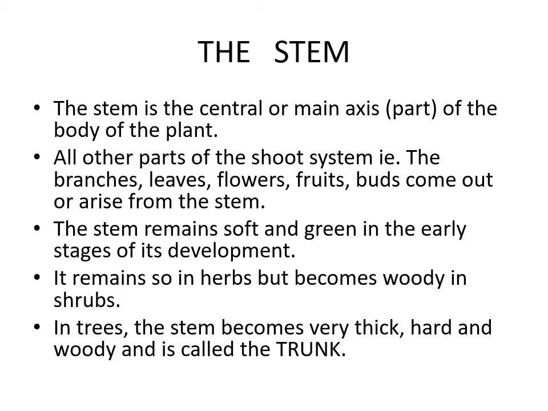Let me repeat, stem is the main part of the body of the plant. All other parts of the shoot system, that is branches, leaves, flowers, fruits, buds, come out from the stem. It remains soft and green in the early stages of development, but in shrubs it becomes woody. In trees the stem becomes very thick, hard and woody, and is called the trunk.